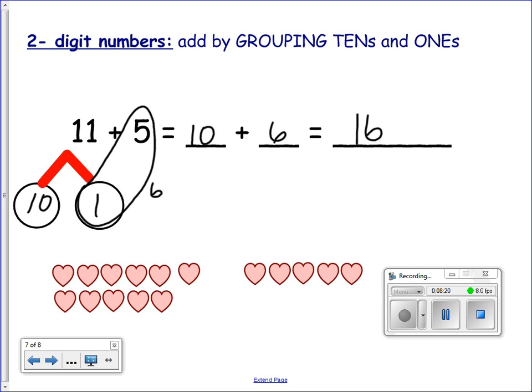Again, if splitting my numbers is a little bit tricky, I can always use pictures. So here's 11 hearts, and here's 5 hearts. Again, I'm going to pull 10 out of the teen number. There's 10. And then my 1s. So I have 1, 2, 3, 4, 5, 6. So 10 and 6 make 16.